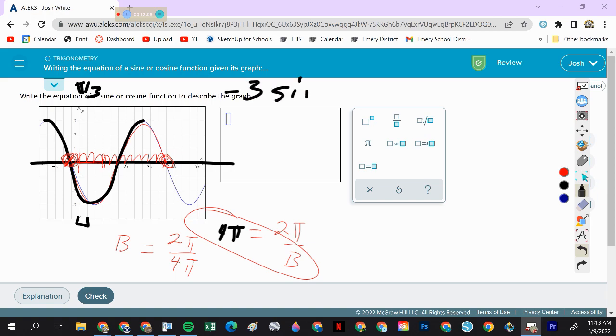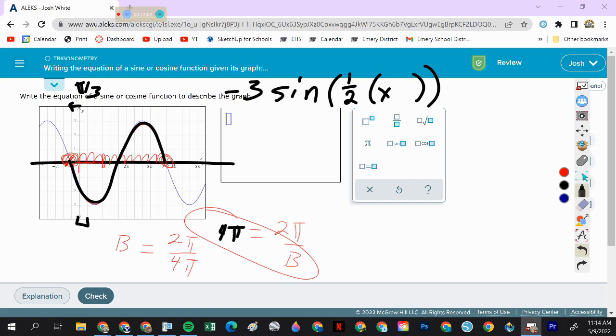-3 sine of, and here's how you need to write it. B is 1/2. And that goes outside the phase shift. How far did the sine get phase shifted? So here is my sine graph right here. That is one cycle of the sine graph. The negative flips it upside down. The 3 stretches it vertically. The 1/2 changes the period. But how far did the sine graph move left or right to get where it is now?